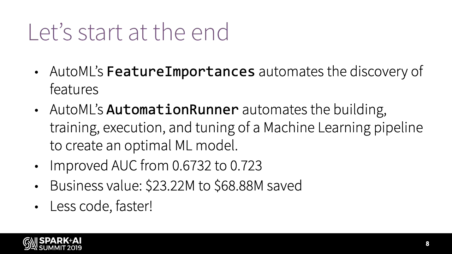And then we actually apply this to the loan data set. We were able to improve the area under the curve from 0.67 to 0.72. A lot of these in-depth details are really cool and interesting to talk about, but if we look at it from a higher level perspective, we were able to adjust the business value by increasing that AUC from a $23 million savings to about $68 million. And ultimately, we were able to do it with less code and faster.